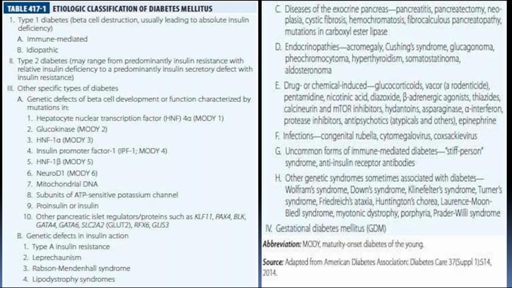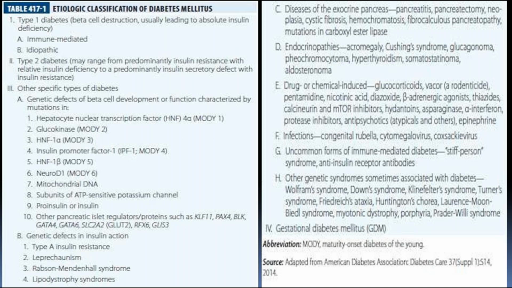Then there are genetic defects in insulin action, where there is type A insulin resistance, leprechaunism, Rabson-Mendenhall syndrome, lipodystrophy syndromes. There is also one term used here, transient neonatal diabetes. So this is also one of the other specific types of diabetes.